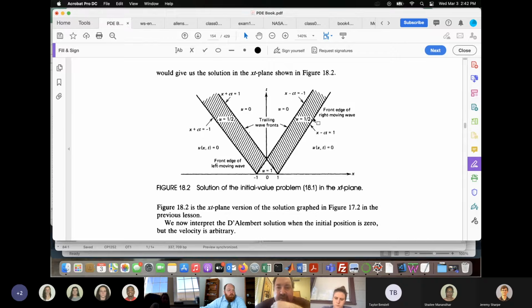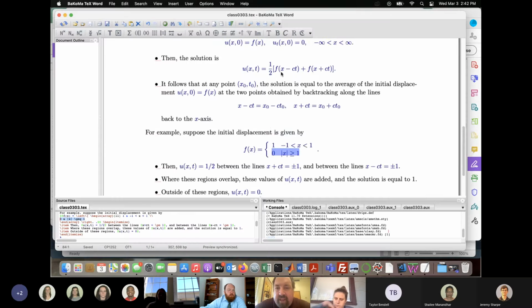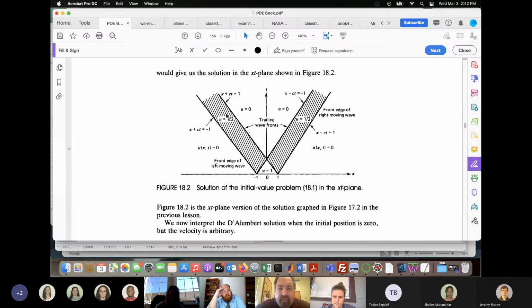So basically what's happening in the solution formula, here we have the graph of f of x shifting to the right. Here we have a graph of f of x being shifted to the left. So the solution is a combination of a wave traveling to the right and a wave traveling to the left. So that's what we have in this case. Here we have f of x being shifted to the left, going this way, and this way. So it's like half of it's going to the left, half of it's going to the right.